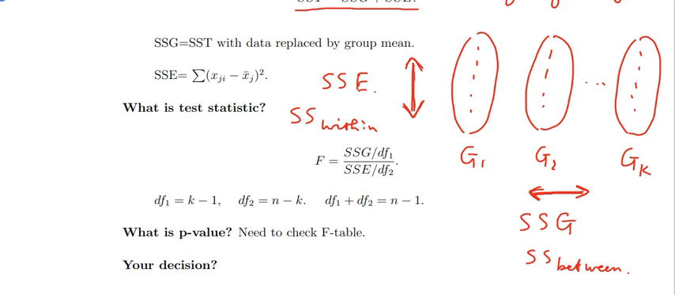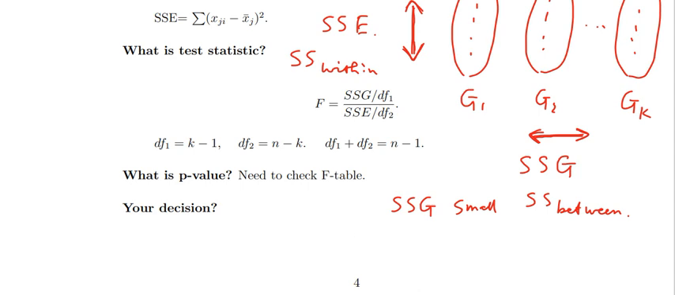Okay. So the idea is if SSG is small, then there's small. What does this small mean? Small means between group to group, the difference is small, no much difference. Then we say H0 is true, right? Okay. Then okay. So once we have the SSG, how can we determine whether this number is a big number or a small number?